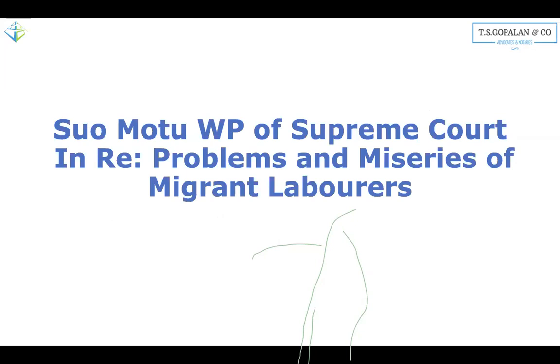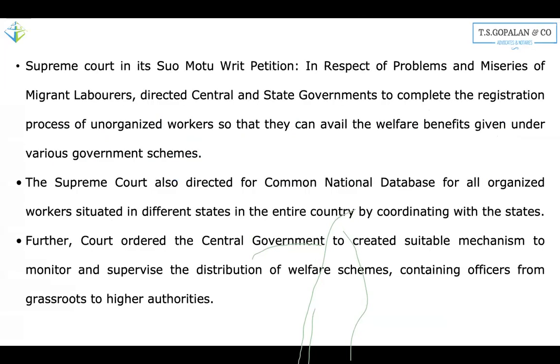Another, as we started, we spoke about Section 142 being under the Code on Social Security. Where does it flow from? The Supreme Court has asked the central and state governments to look into unorganized workers and their benefits. You're all well aware that during the last lockdown this started, and following up on that, they have asked the central government to create a suitable mechanism to monitor and supervise the distribution of welfare schemes, and as part of that, Section 142 has also been notified now by the government.